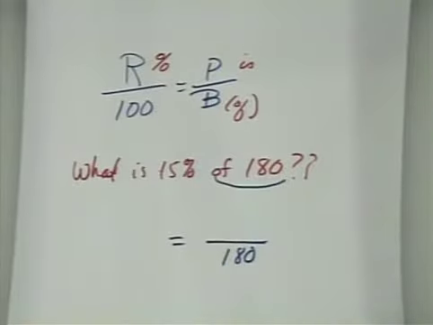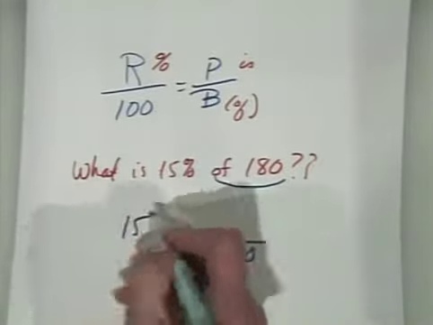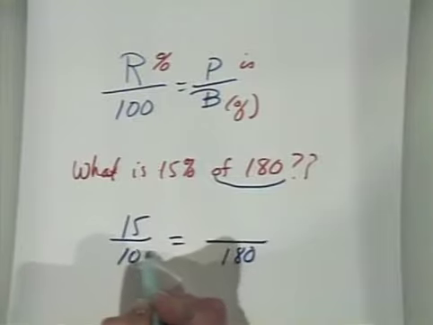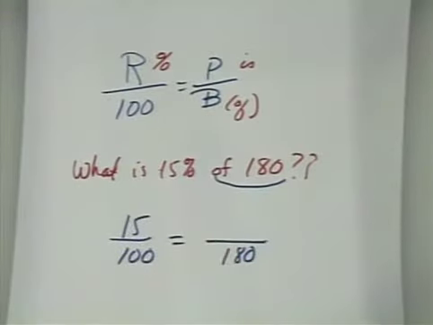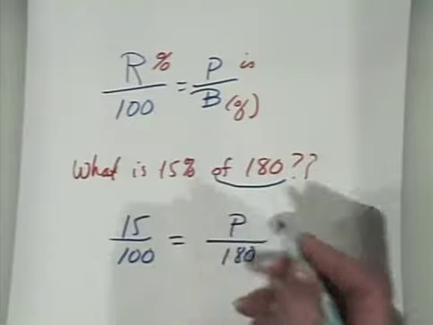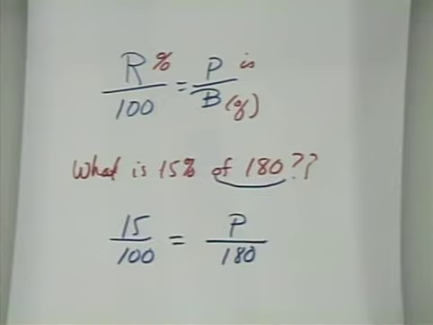What is the R? 15. And we want to leave it as 15%. We don't want to change it to a decimal. What we're going to say is the rate, 15, compares to 100, proportionally the same as the part compares to 180. Once you've got the proportion set up properly, the key is you cross multiply.